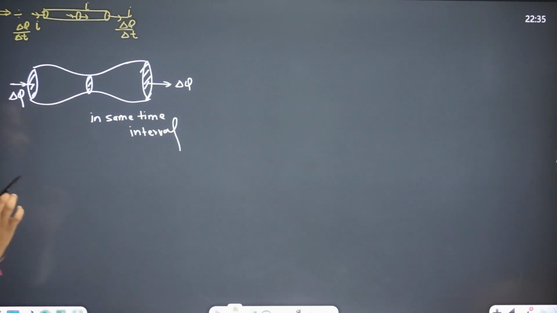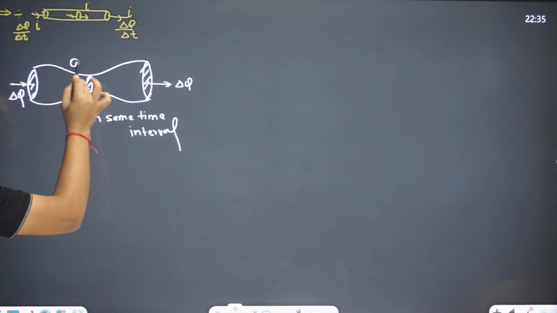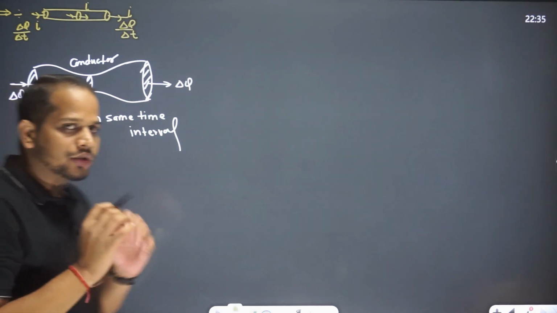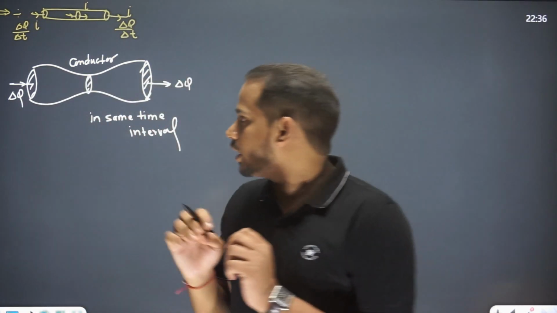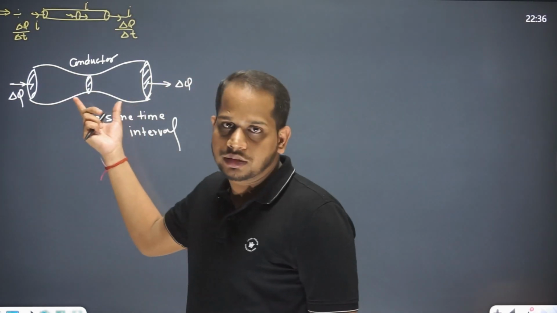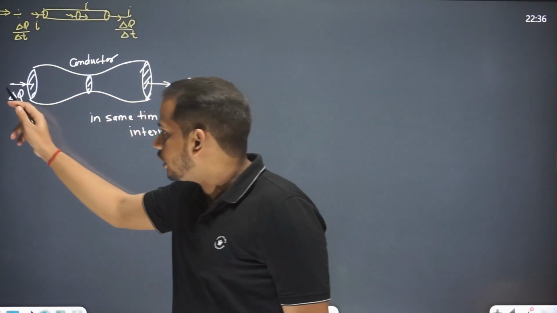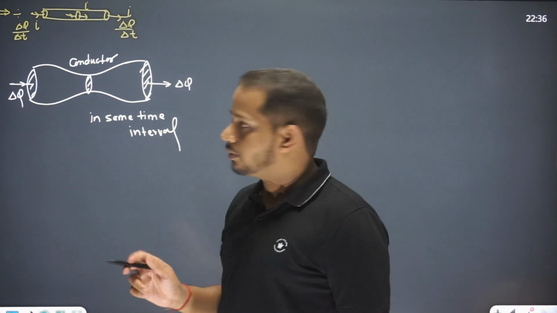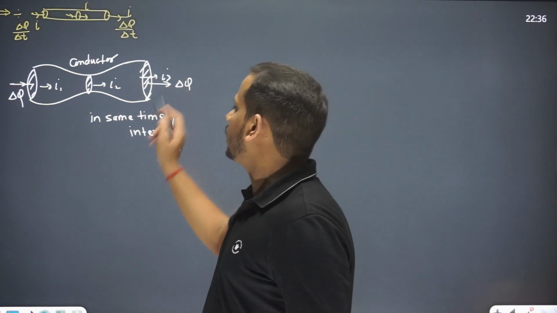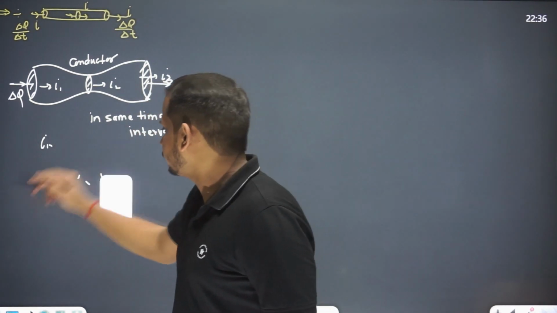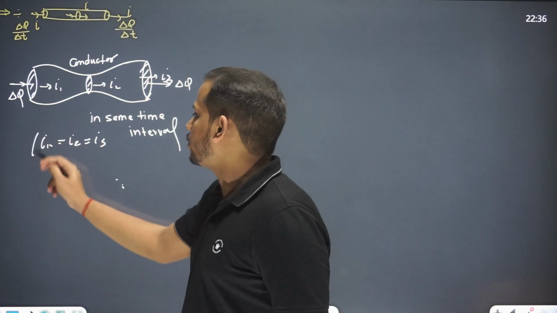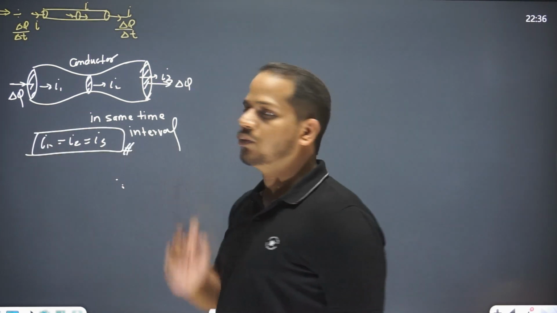Why are we saying the same time interval? Because this is a conductor. This is not a capacitor. If someone is holding the charge, it means it is a capacitor. But here this is only a simple wire, and a wire is not a capacitor, so it cannot hold the charge. It means the charge entering over here is equal to the charge coming out over here. So for each and every cross-sectional area, the current will be the same. It means I1 equals I2 equals I3. The current will be the same, right?